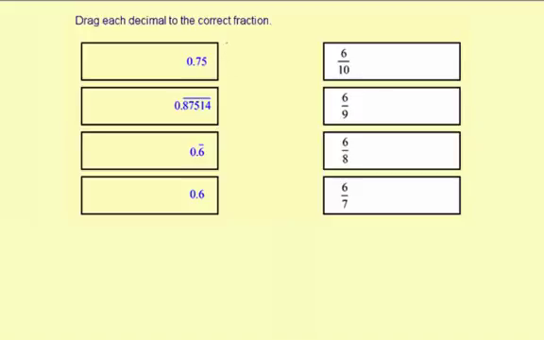Drag each decimal to the correct fraction. So we need to figure out the decimal for each one of these fractions. And let's see, 6/10, that's actually going to be 0.6, because that's what 6/10 is. So this one's easy.